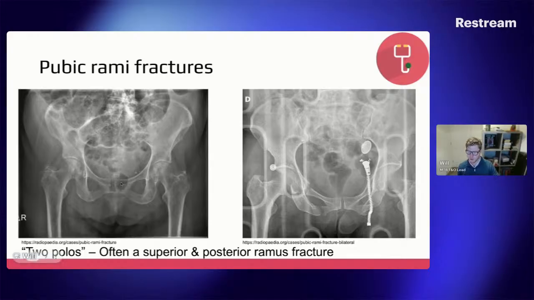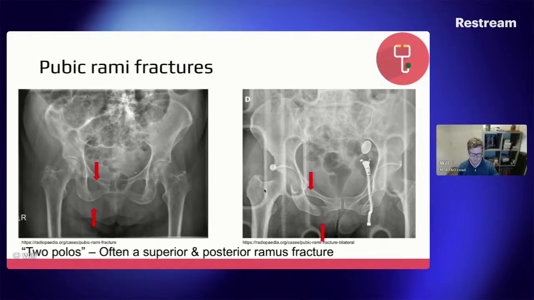So if you look at this image on the right-hand side here, you can see there's a quite obvious fracture here in the inferior ramus. But if you look closely, you can also see there's a fracture in the superior ramus here. So this comes back to that two polos I was talking about, in that if you have force entering at a point that will cause a pubic rami fracture, it will often exit across from that and cause a concomitant fracture.